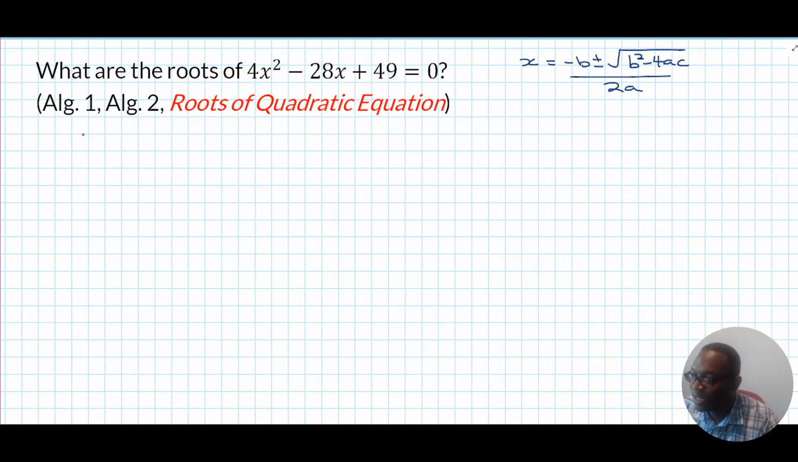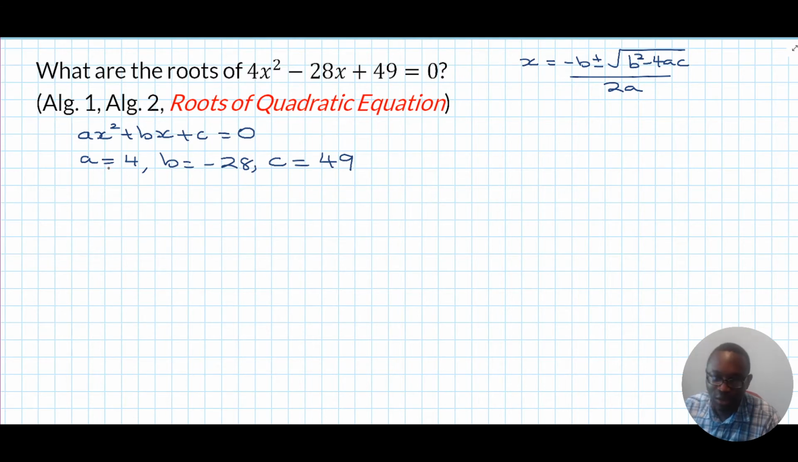So what I always like to do is I start with ax squared plus bx plus c equal to 0. This is what we call the standard quadratic equation. And what I'm going to do now is compare it with the equation that I got initially. So if you compare ax squared plus bx plus c equal to 0 with 4x squared minus 28x plus 49 equal to 0, you can see that a will be equal to 4, b equal to negative 28, and then we have c equal to 49.